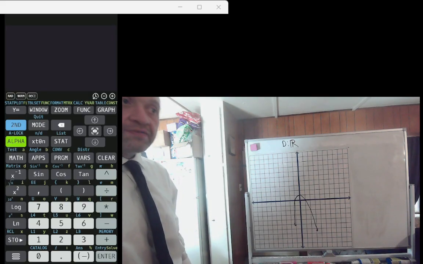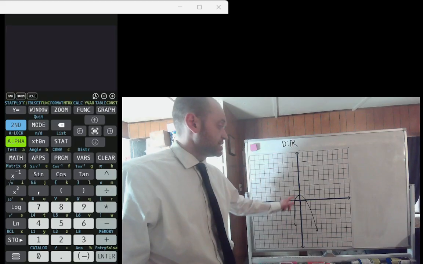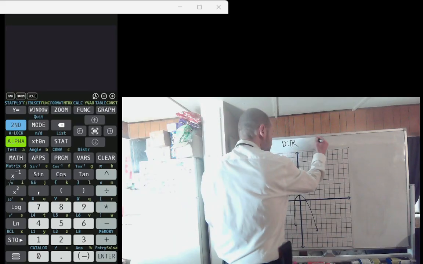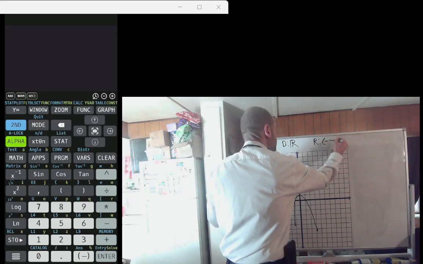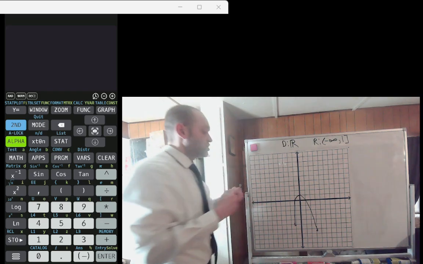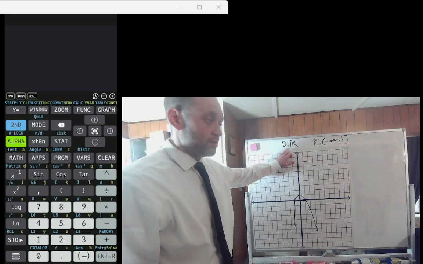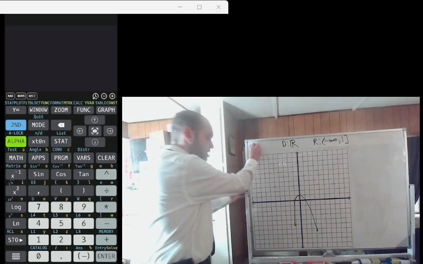Okay, so what about your range? Those are your y values, your outputs. It gets infinitely negative for your y, but it tops at a maximum value of 1. So your range in this case would be from negative infinity to 1 inclusive. So the domain of the graph of this function would be all real numbers. The range is from negative infinity to 1 inclusive.